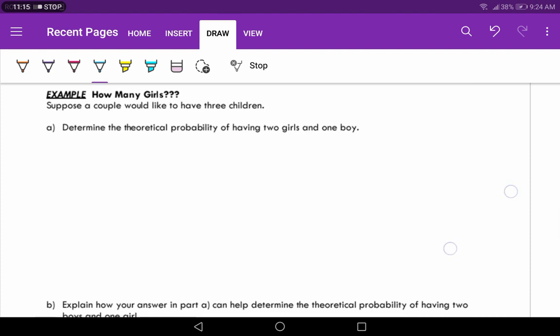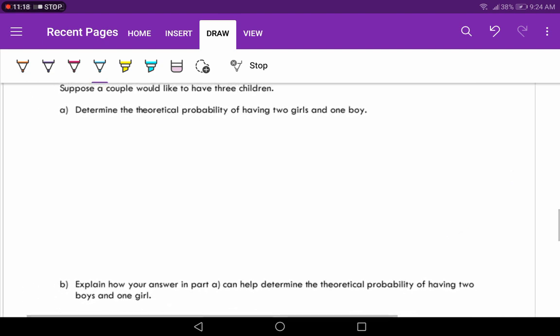Okay. So last example here. So suppose a couple would like to have 3 children. Determine the theoretical probability of having 2 girls and 1 boy. Okay, so we're going to set up our tree diagram here. So we have 3 kids.